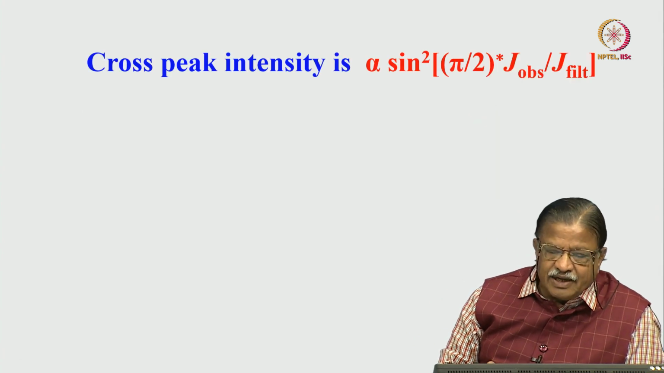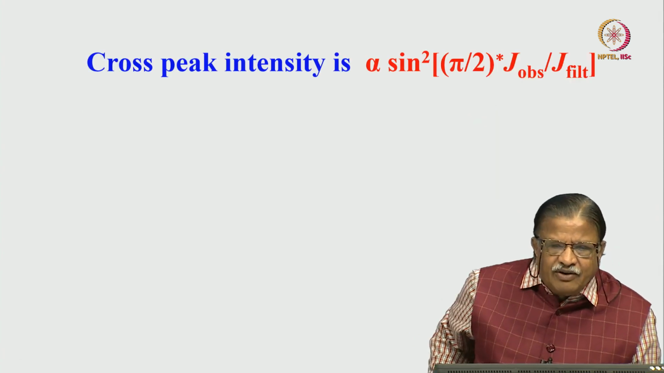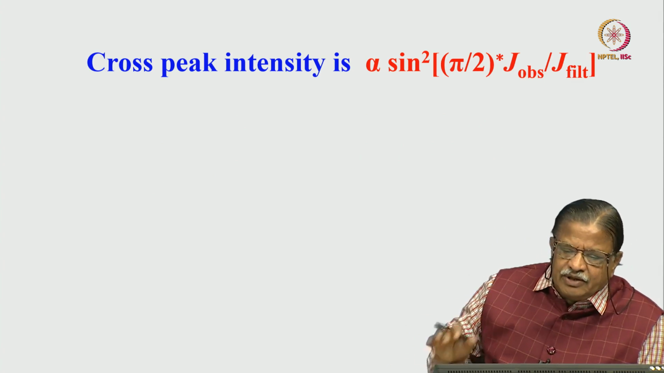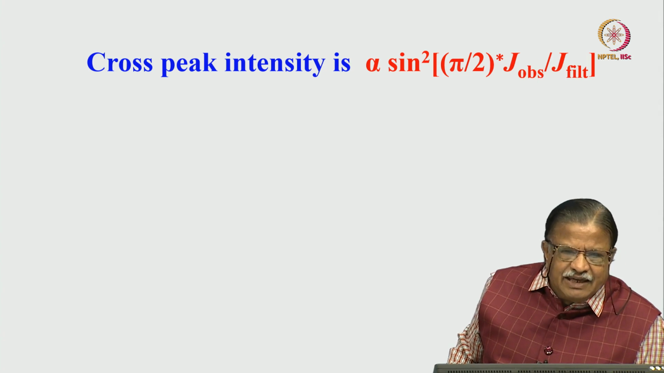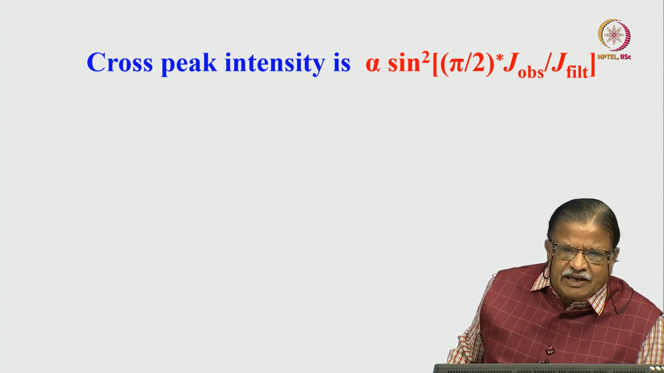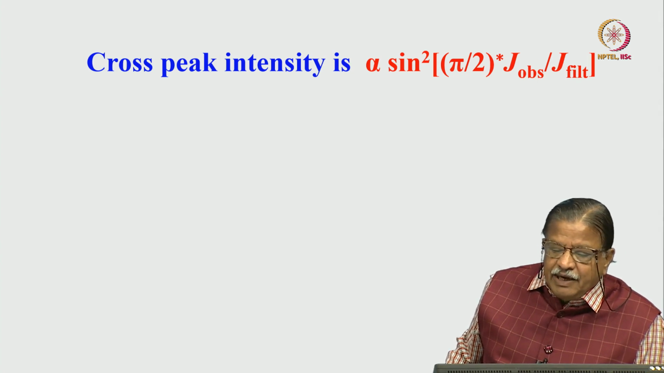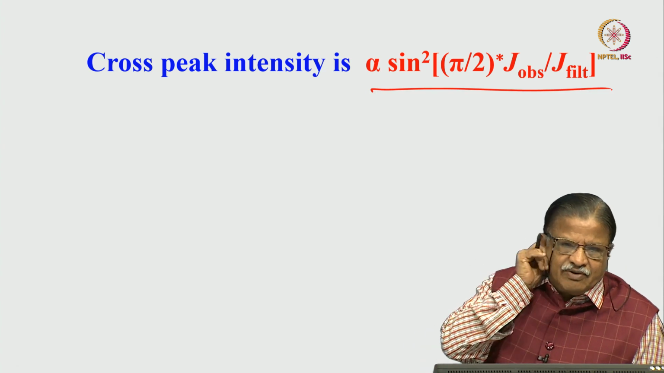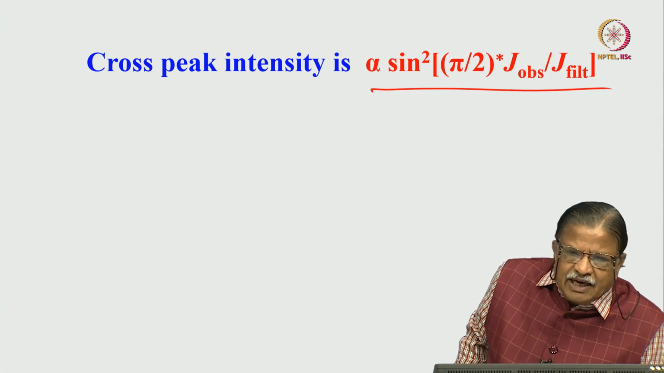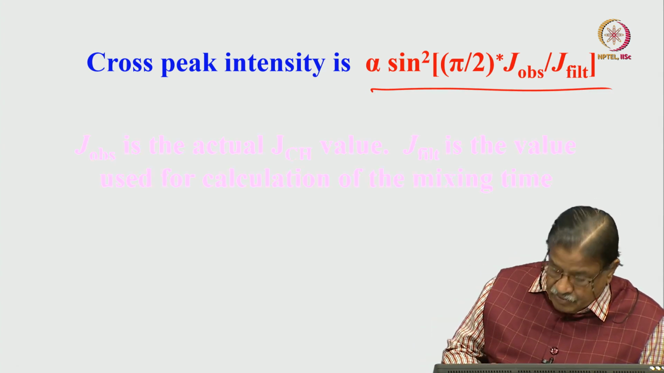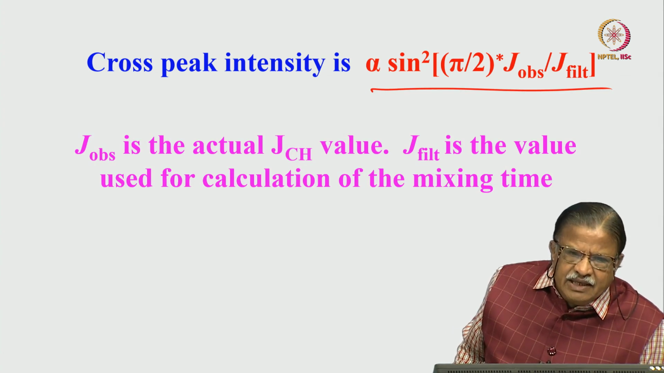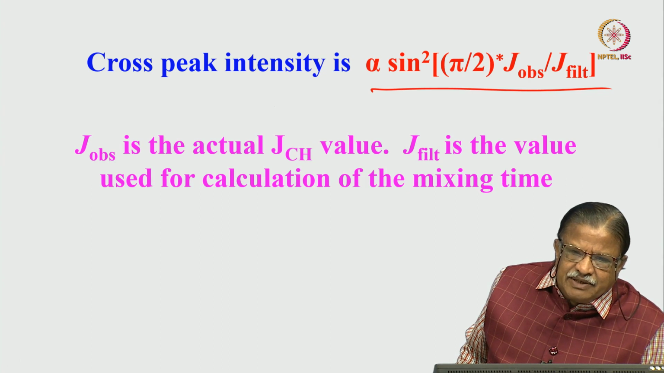If you have to answer that, first of all, we have to find out the cross peak intensity. I don't have to go into the mathematics of that and discuss everything. It is all very lengthy mathematics. One can find out what the cross peak intensity is. The cross peak intensity is simply given by an expression like this: alpha into sin squared of pi by 2 times J observed over J filtered. J observed is the actual JCH value. J filtered is the value used for calculation of the mixing time.